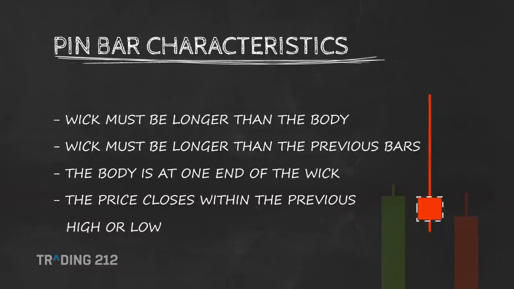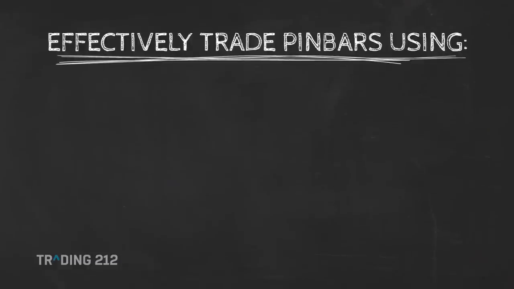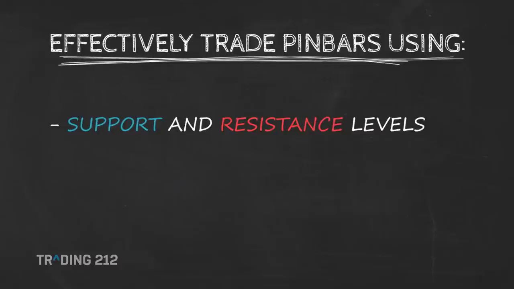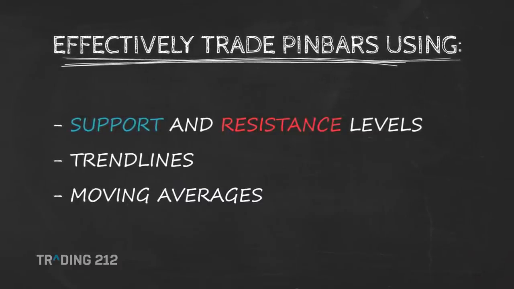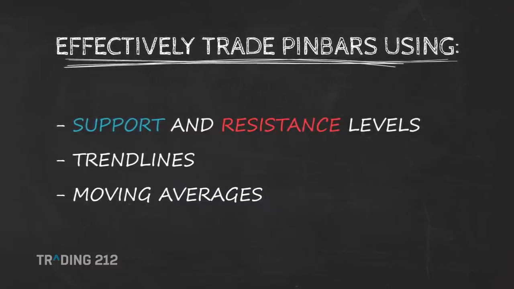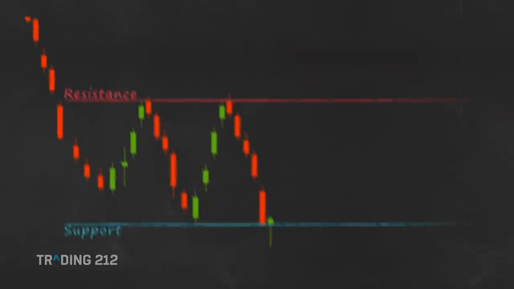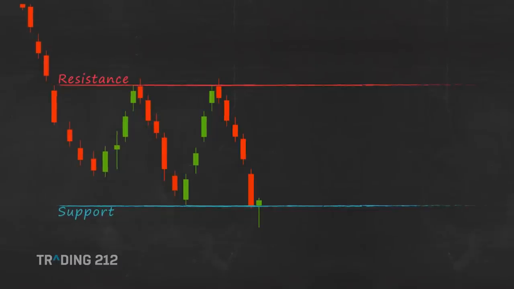To effectively trade pin bars, it is not enough to make sure that it is well formed and has the characteristics we just described. To reduce the number of losing trades with pin bars, trade with additional confirmation such as support and resistance levels, trend lines, and moving averages. To illustrate how support and resistance levels can provide additional indication that a trend is about to reverse, let's take the following example. In this chart, we see that the price of the instrument is in a strong downward trend.